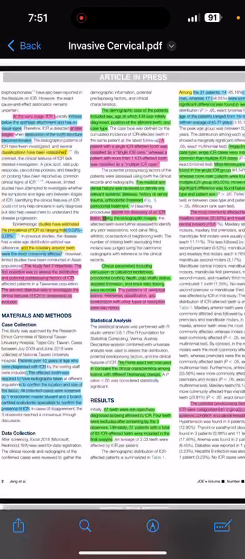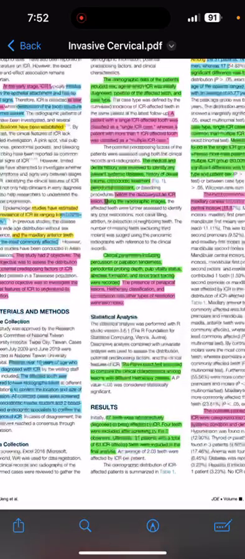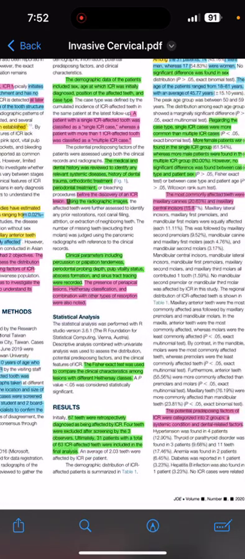67 teeth were diagnosed as being affected by invasive cervical resorption. 4 teeth were excluded. The remaining 63 invasive cervical resorption teeth from 31 patients were found, divided between 14 men and 17 women, with an average patient age of 45 years.